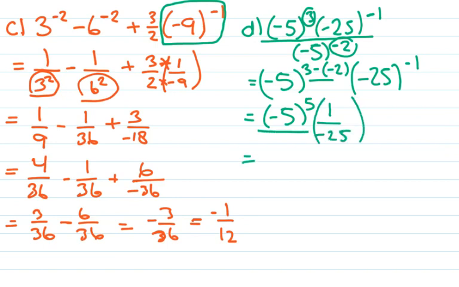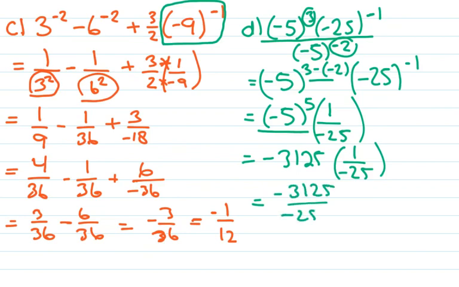Then I'm going to go through and solve what this is, negative 5 to the power of 5, which would be negative 3,125 times 1 over negative 25. This leaves me with negative 3,125 over negative 25, which is 125.